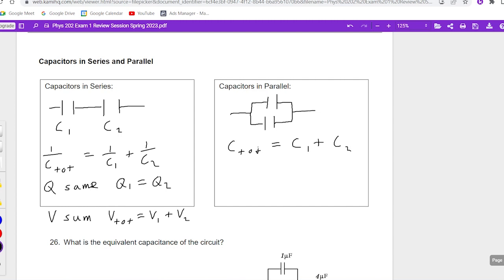However, what's interesting is that the exact things I just said about the charge and the voltage, they switch. So in other words, the charge is Q, they sum. So Q total is equal to Q1 plus Q2. And the voltages are the same. So in other words, V1 equals V2. Okay? And with that, we're ready to go on to number 26.